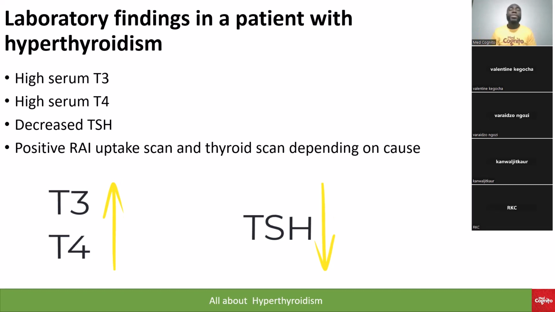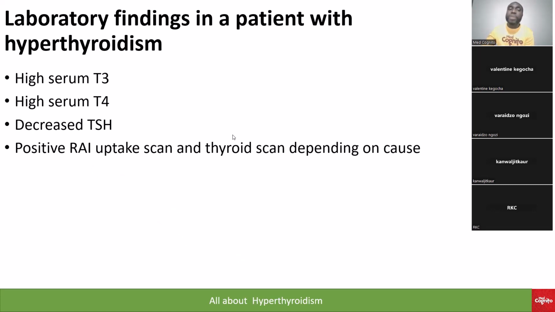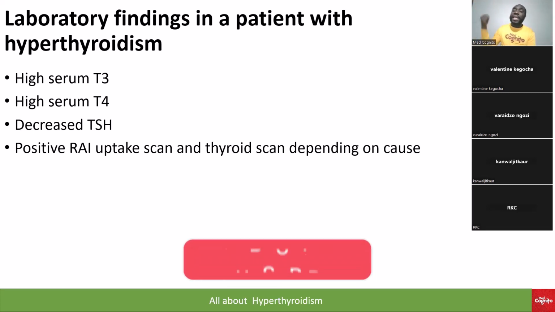And at times we have what we call a radioisotope scan. It's not something you have to worry your head about so much. But you realize that there's increased uptake of radioisotopes by the thyroid gland. So remember these three things: free T3 will be high, free T4 will be high, and TSH will be low. Okay, good.